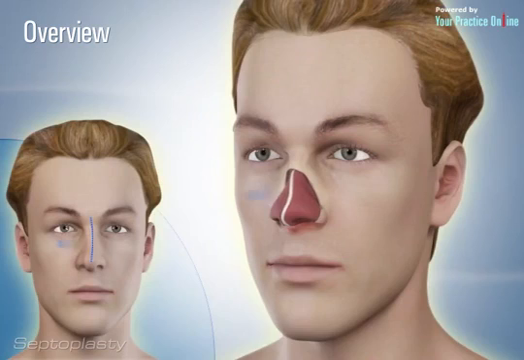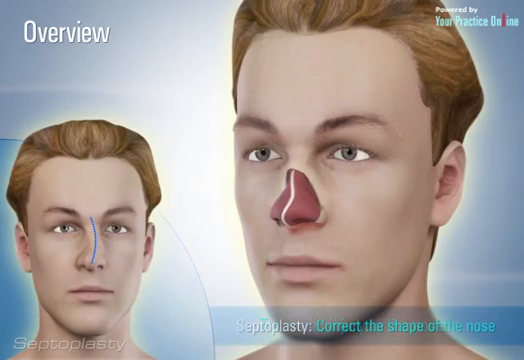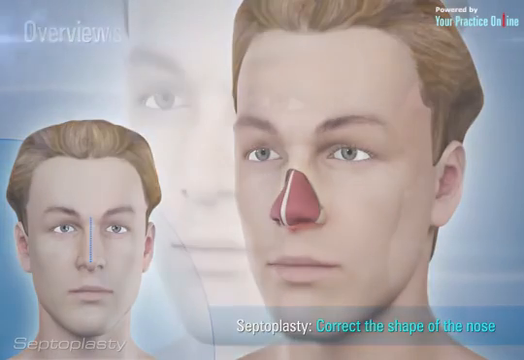Deformities of the nasal septum are either present at birth, congenital, or occur from a traumatic injury to the nose. Septoplasty is performed to correct the shape of the nose or to correct breathing problems caused by a deformed septum.